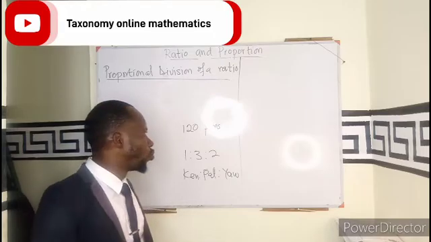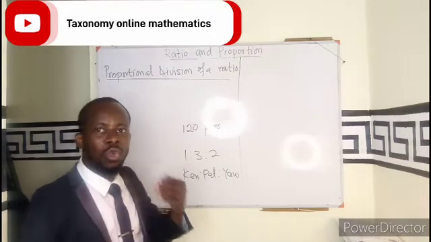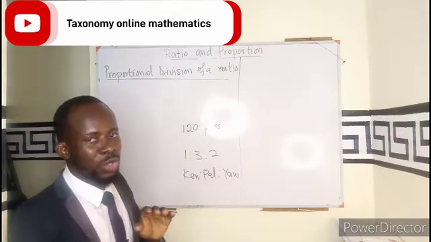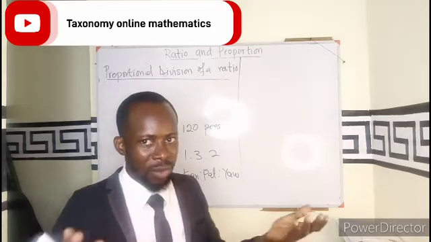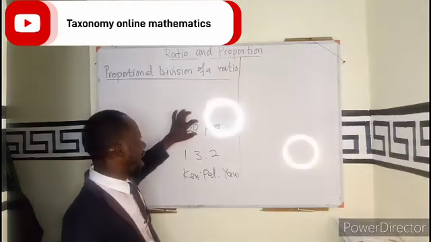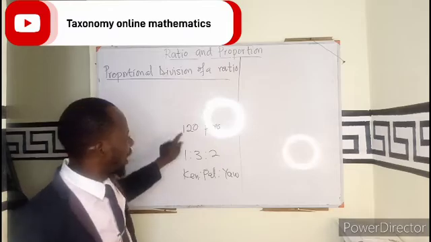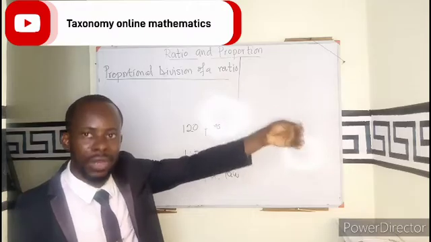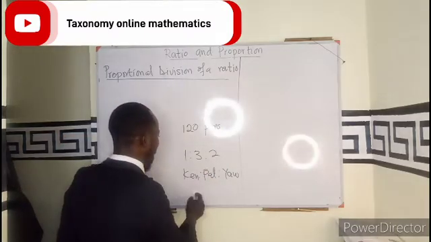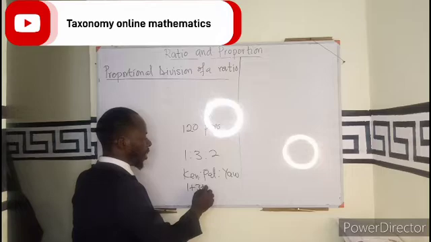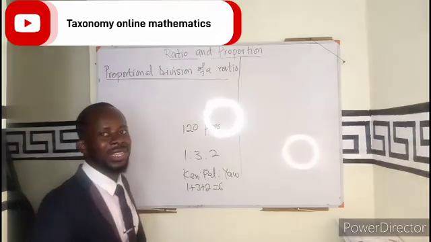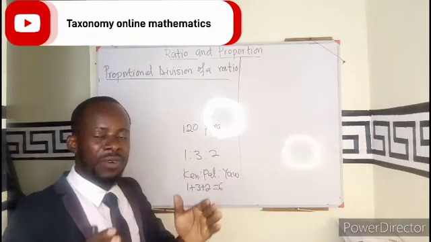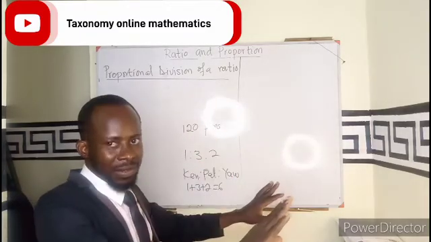That's the first one. 2, I have to find the total ratio. The ratio is all about division, parts of division. It means that I am dividing this 120 pence into how many parts? The number of parts is the total of the ratio. So first I'll have 1 plus 3 plus 2, and that gives me 6. It means I am dividing this into 6 equal parts.